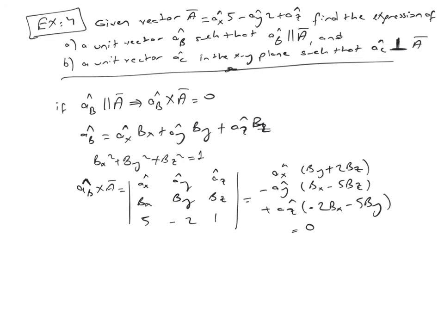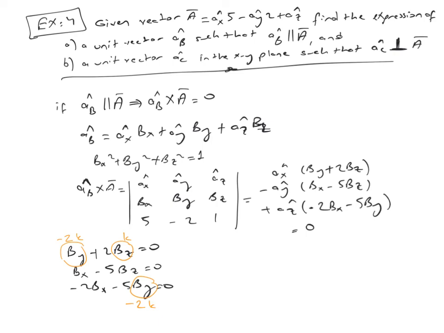Since the result of this cross product operation is equal to 0, all these individual summation and subtraction operations must be equal to 0. So if b sub z is equal to, let's say, the constant k, then b sub y is equal to minus 2k. If b sub y is equal to minus 2k, then b sub x is equal to 5k.